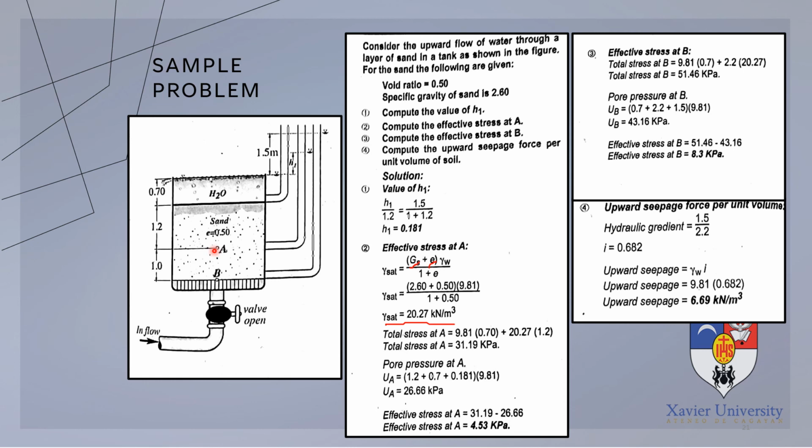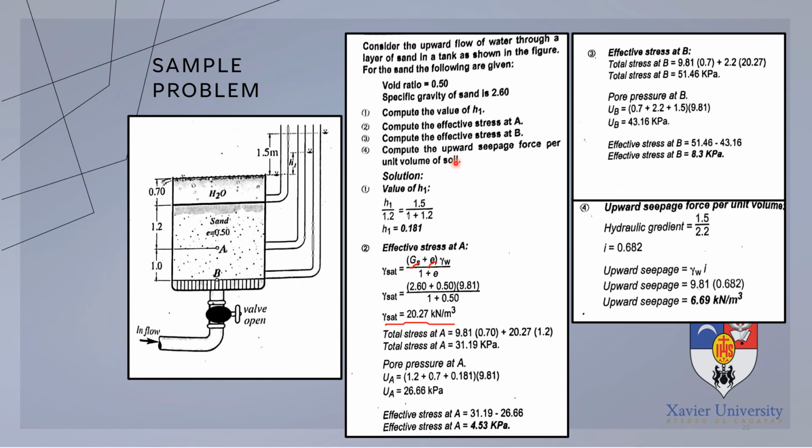The pore water pressure at A is equal to 1.2 plus 0.7 plus 0.8181, which is the height of the pressure head from the piezometer inserted at point A, times the unit weight of water. So our pore water pressure at A is equal to 26.66 kPa. Therefore, our effective stress at point A is equal to the total stress minus the pore pressure at A, that is 31.19 minus 26.66, equal to 4.53 kPa effective stress at point A.